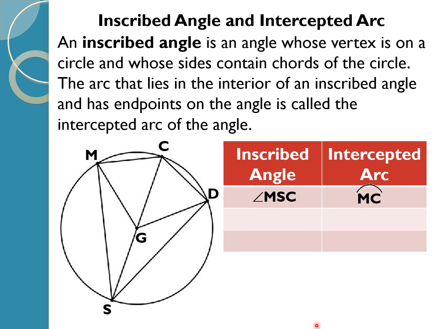Another inscribed angle, we have angle CSD. Angle CSD is an inscribed angle and its intercepted arc is arc CD. And another inscribed angle we have angle MSD. Angle MSD is an inscribed angle and its intercepted arc is arc MB.